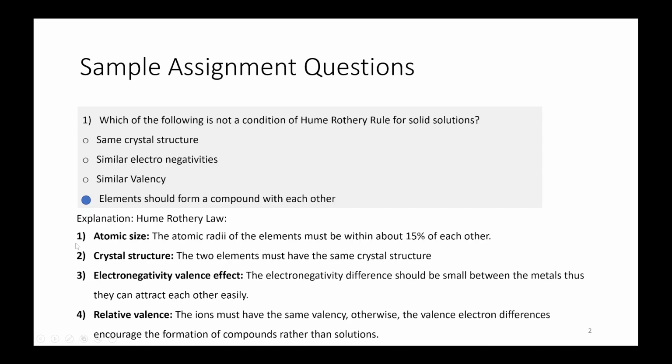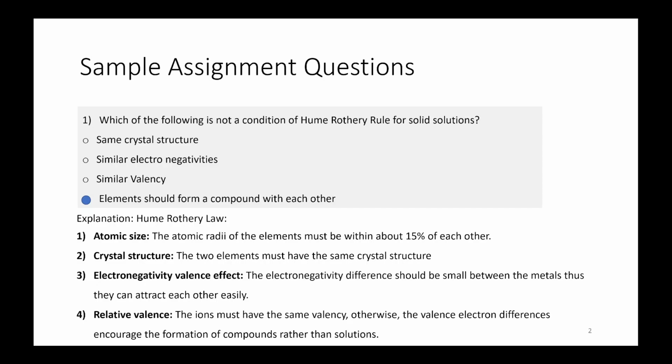First is based on atomic size. So their atomic radii should be similar, within 15% of each other. And crystal structure: the two elements should have the same crystal structure. For example, in the copper nickel system, we see that both have FCC structure. So they show complete solid solubility.